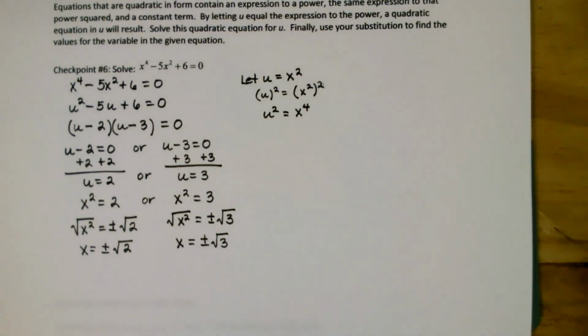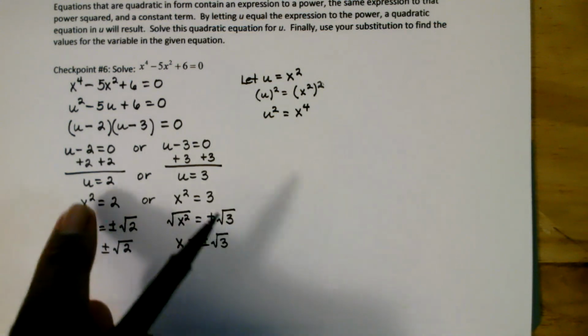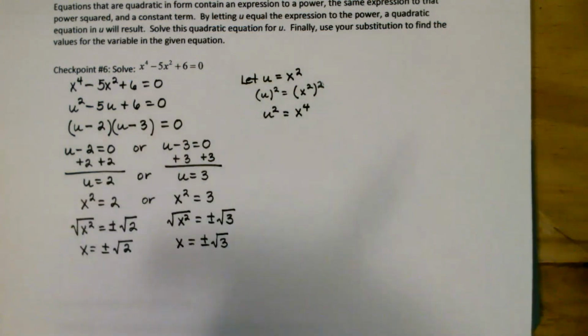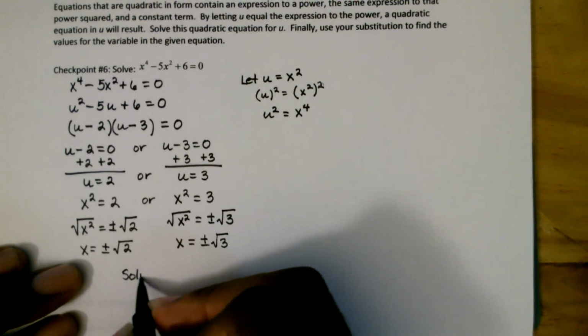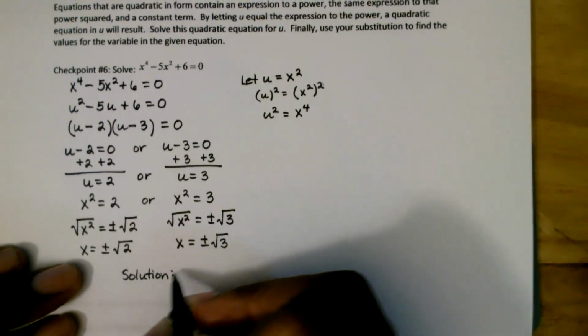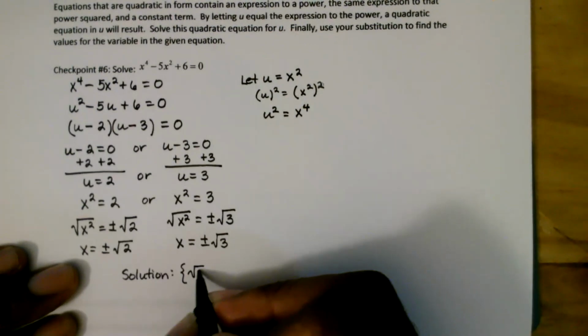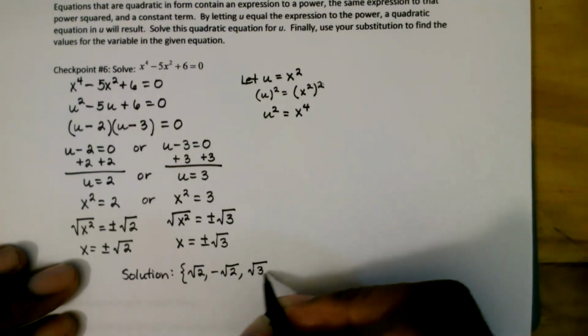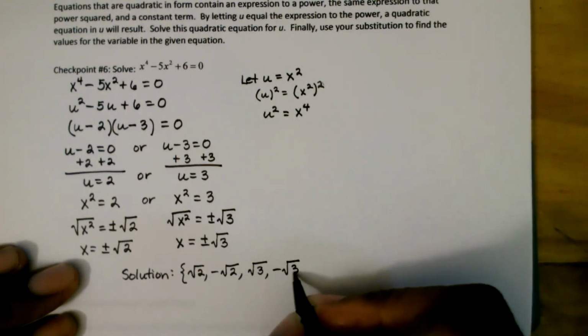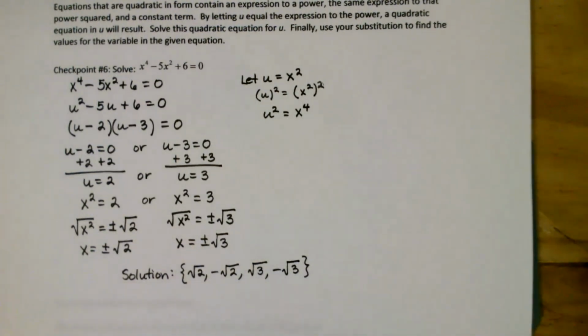Okay. So you want to make sure that you do the back substitution. Whatever u was, you substitute that in for u to get your answers in terms of x. So here the solution for that would be square root of 2, negative square root of 2, square root of 3, negative square root of 3. And of course, our highest exponent was a 4, so we would expect to get 4 solutions, and we did.